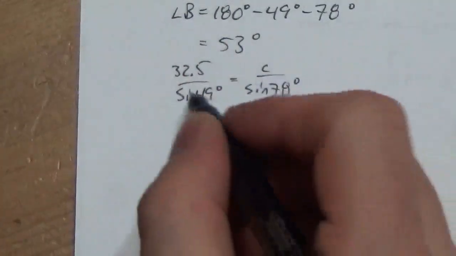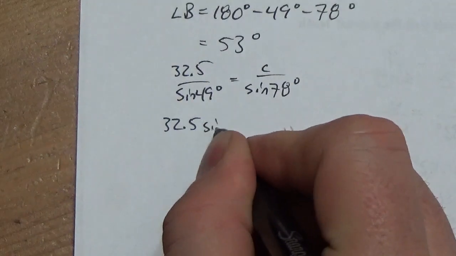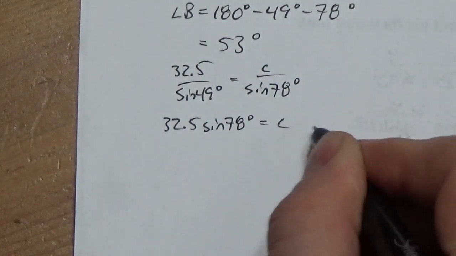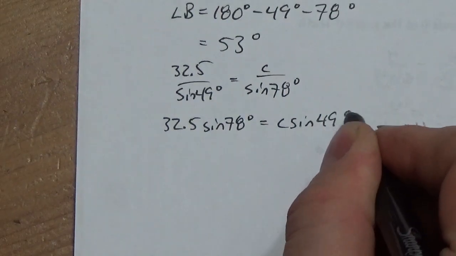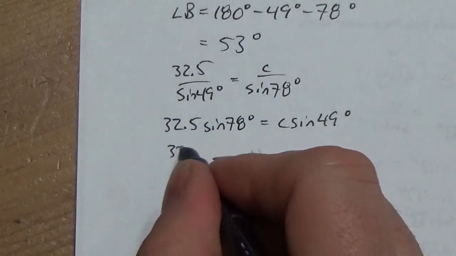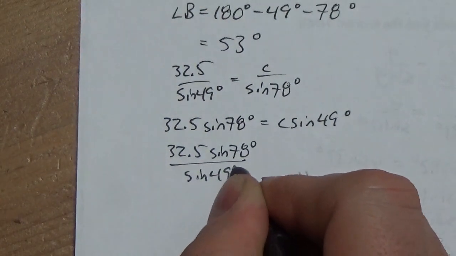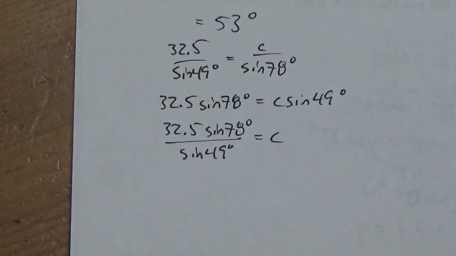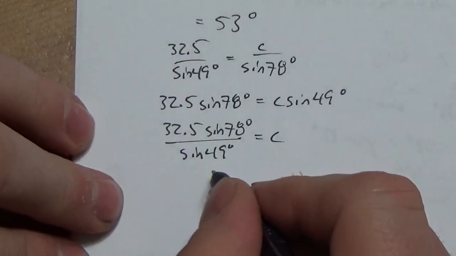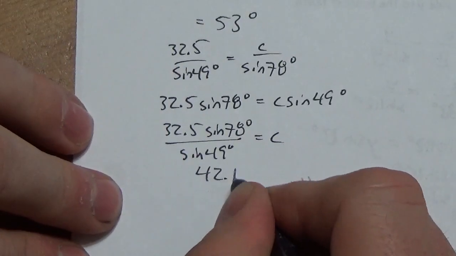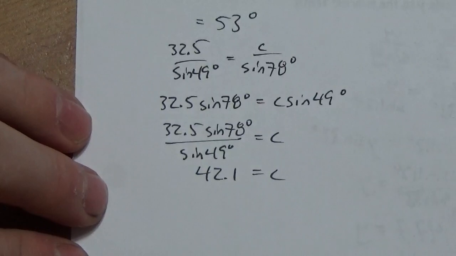I'm going to cross multiply, so 32.5 multiplied by the sine of 78 degrees will equal little c times the sine of 49. Then I'll divide by the sine of 49, so 32.5 sine of 78 degrees divided by the sine of 49 degrees will equal c. And then I just do this on my calculator. 32.5 sine of 78. You already know what this is going to look like here. Divided by the sine of 49. And I get, to the nearest tenth, 42.1 is equal to side C.